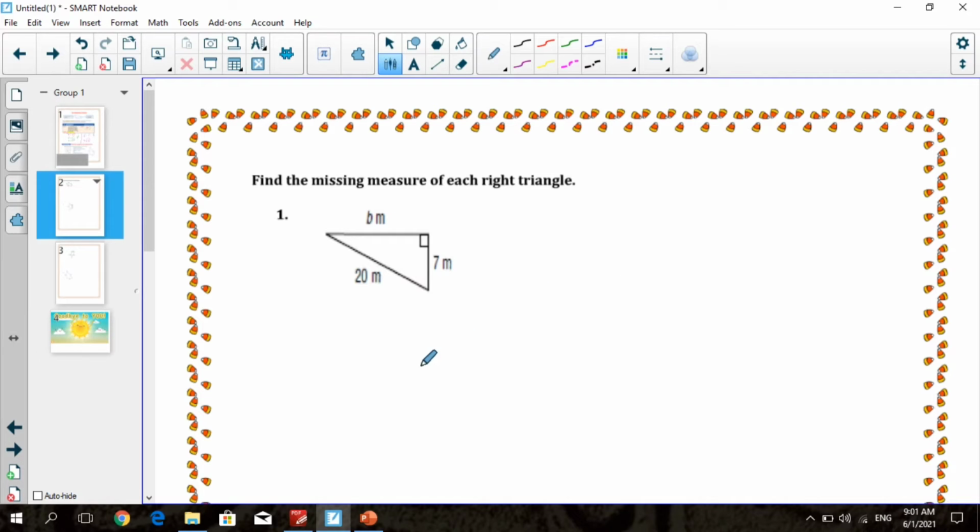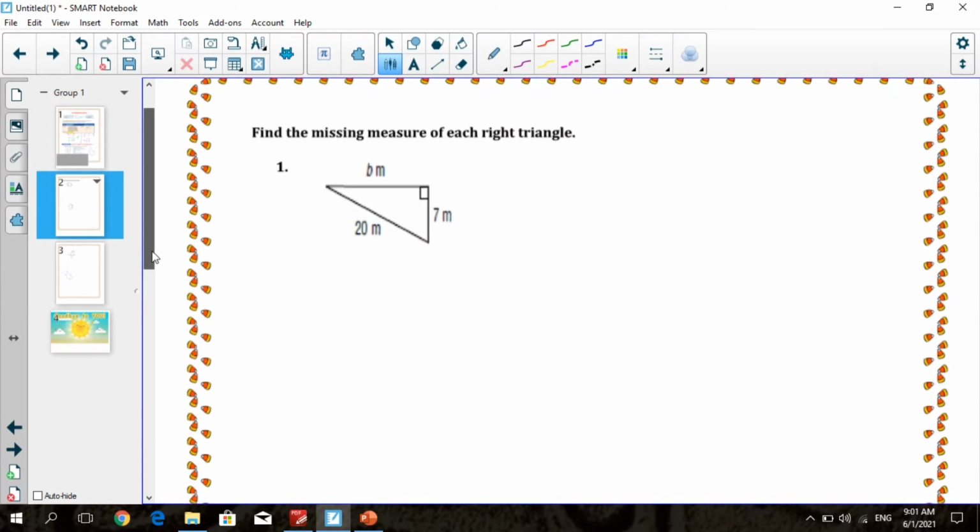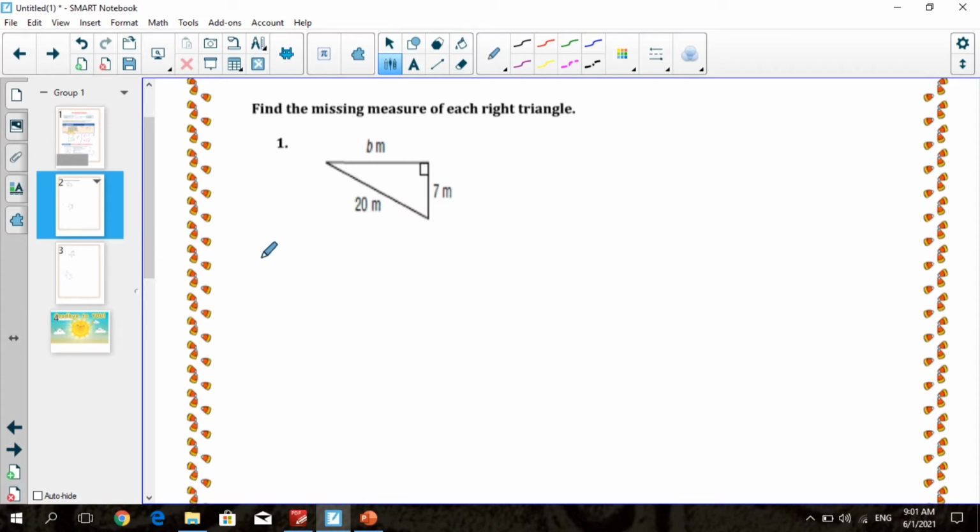So first of all, let's write the rule together. Who can tell me the rule? Super, it's like that. B squared equals C squared minus A squared. That's great.